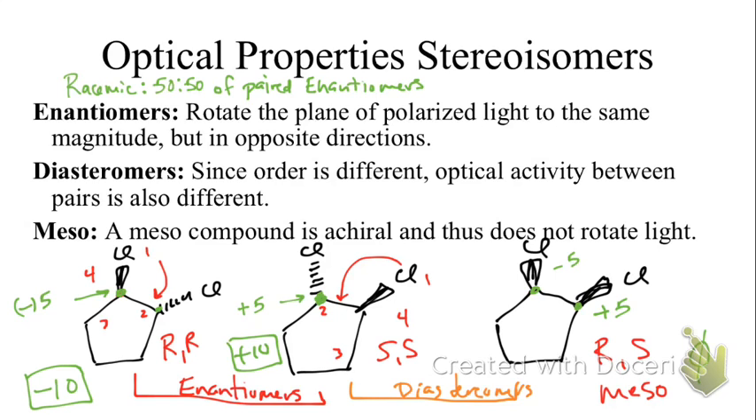So really our optical activity comes down to comparing three big terms: racemic, enantiomers, and meso. The big thing to remember is that racemic and meso end up appearing as achiral. They have no optical activity. Enantiomers will rotate light with the same magnitude, but the biggest difference is in opposite directions. That's our big key thing from optical activity.